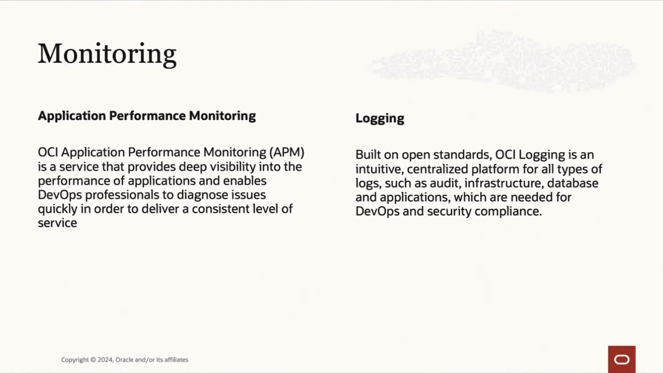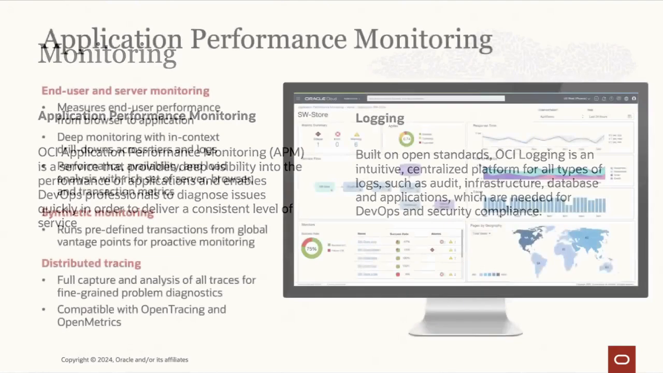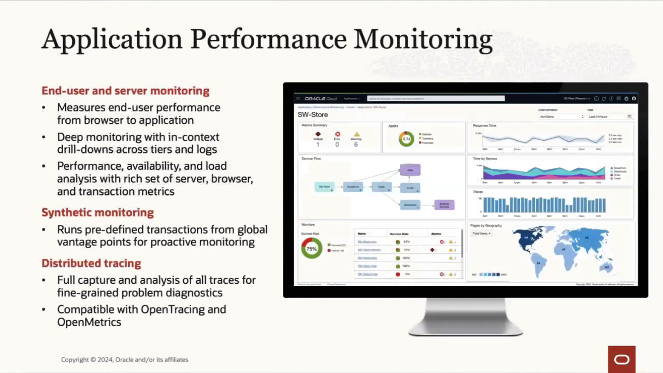And then we have our logging service. This is our centralized platform for all different types of logs. We have our audit logs, our cloud native service logs, and you can also ingest custom or on-premise logs as well. You can search through the logs, enable different logging groups to restrict access of what people are able to see. So we'll also dive deeper into that as well. But I want to talk a little bit more about APM first.